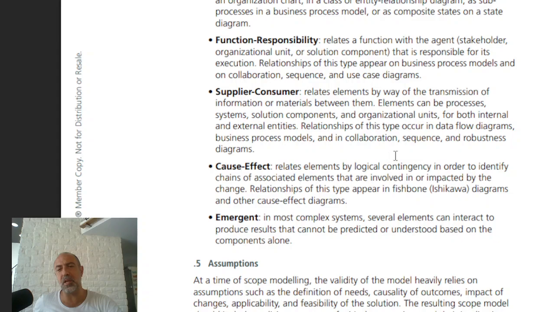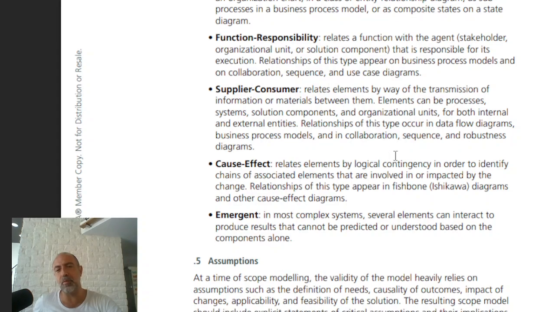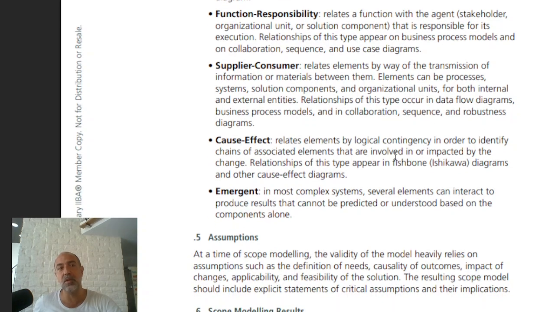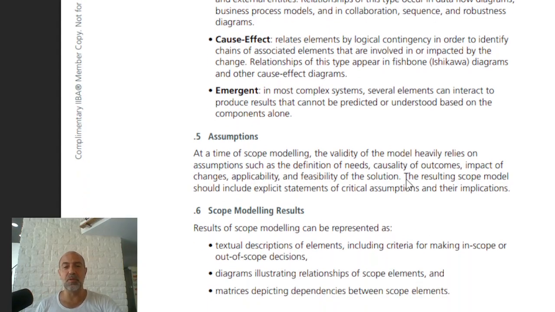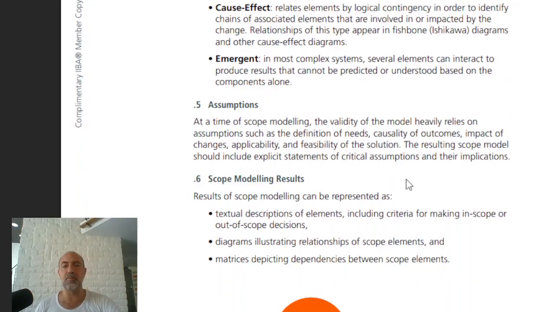Supplier consumer relates elements by the transmission of information or materials between them. We also discussed this when it comes to data and data mining. There's a cause and effect. You could also model it around this causes this to happen and therefore this happens. And there's emergent. Emergent are complex systems. Amazing. Because in most complex systems, several elements can interact and produce results that cannot be predicted, which is awesome because it's dynamic and it's always evolving.